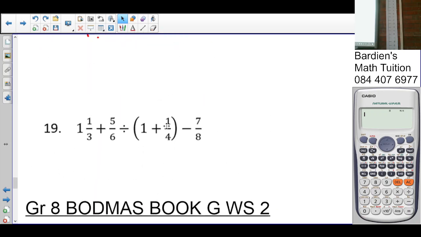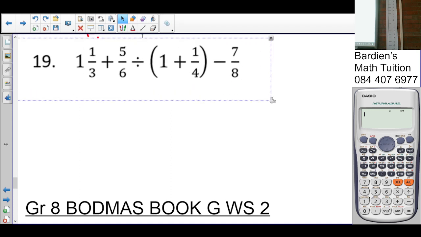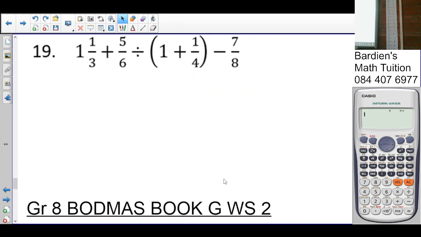Number 19. What needs to be done first? Change to improper fractions. See, it's the same steps that follow all the time. So it's going to be 3 times 1 is 3 plus 1 is 4. So it's 4 over 3 plus 5 over 6 divided by.